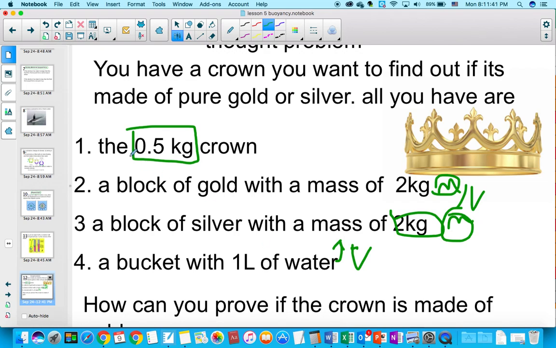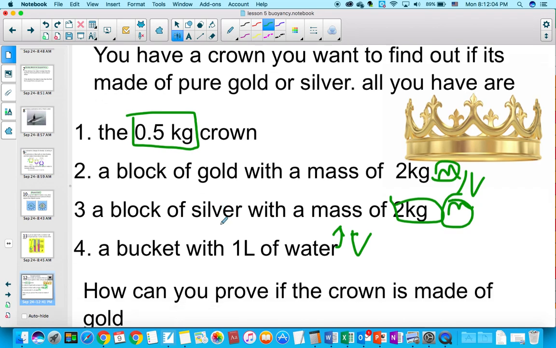Now you have the mass and the volume, so you can get the density of the crown. And if the density of the crown equals the density of the gold bar, you have a pure gold crown. But if the density of the crown does not equal the density of the gold bar, or maybe even equals the density of the silver bar, then you know that it doesn't have pure gold in it. And that's how you can prove it, by displacing water.